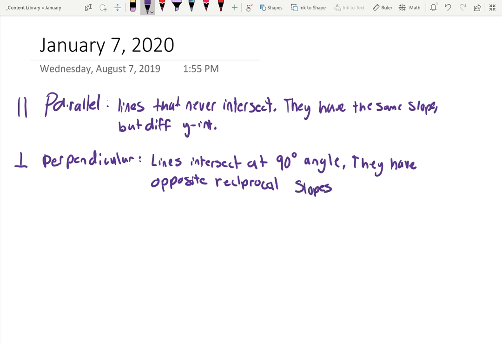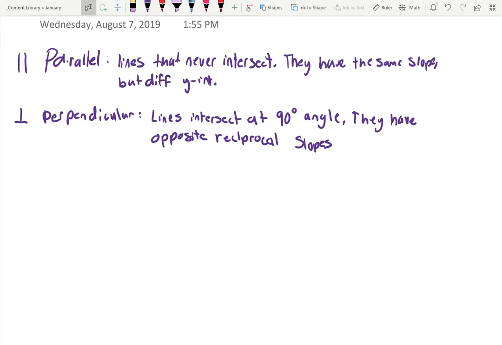What does opposite reciprocal slopes mean? Let's make a side note of this. Opposite reciprocal. I always mess up spelling this word. Okay, here's what it means.